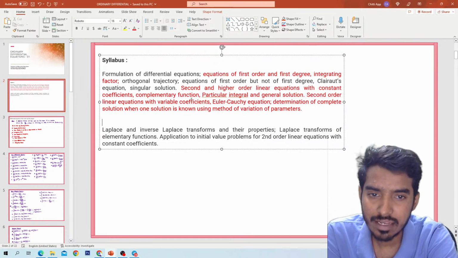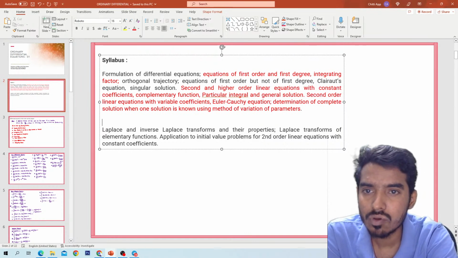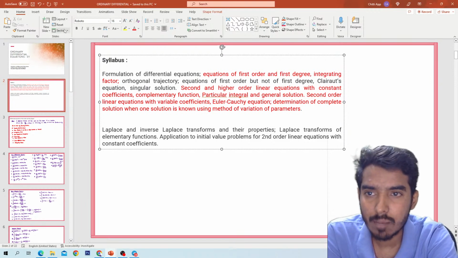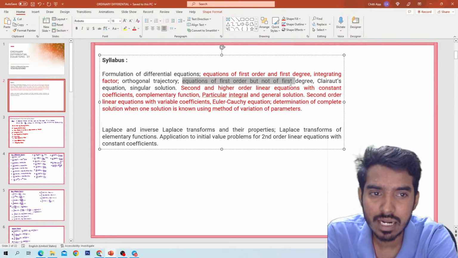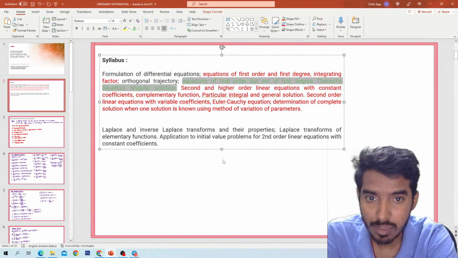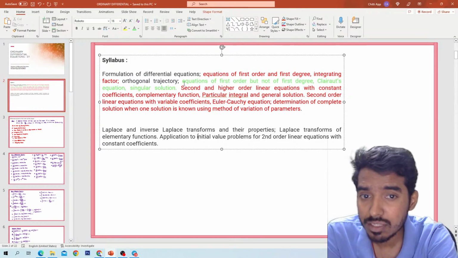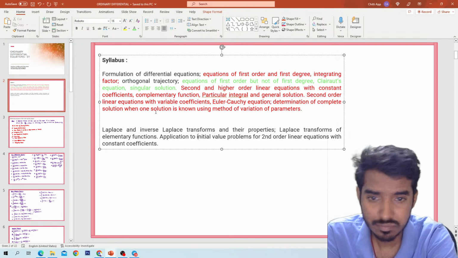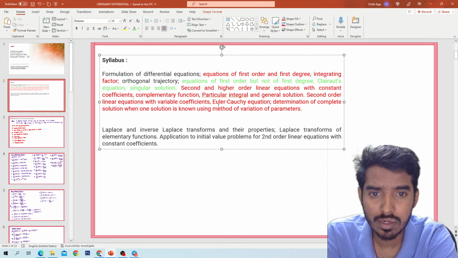In this class, that is, in the upcoming classes, we are going to come to this topic, that is equations of first order but not of first degree, Clairaut's equation, singular solution, right? This is what we're going to start. After this topic we'll be starting orthogonal trajectories, and then this topic, right? We're going to complete ODE, almost.